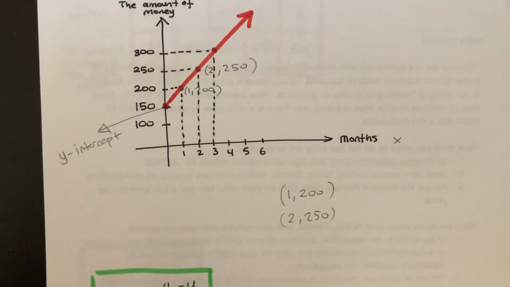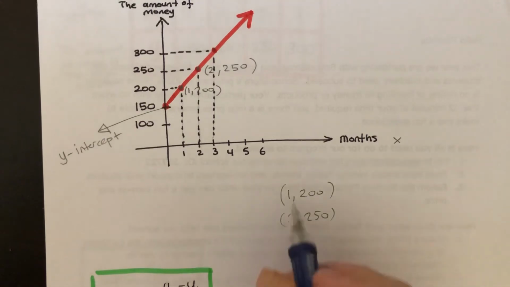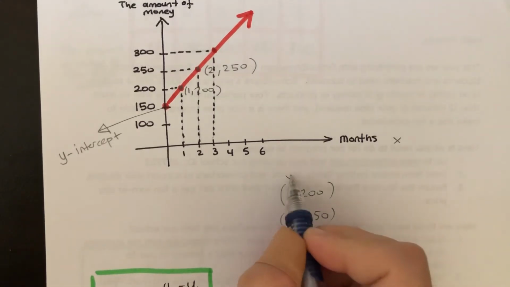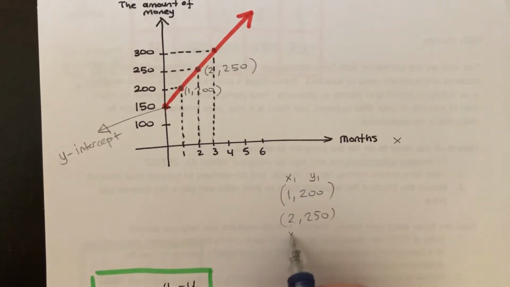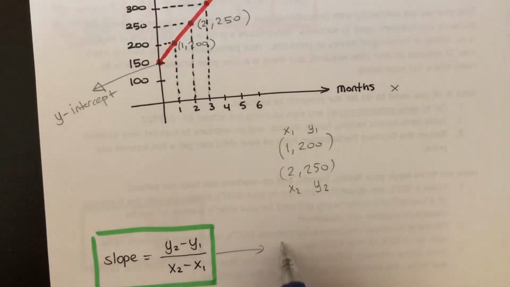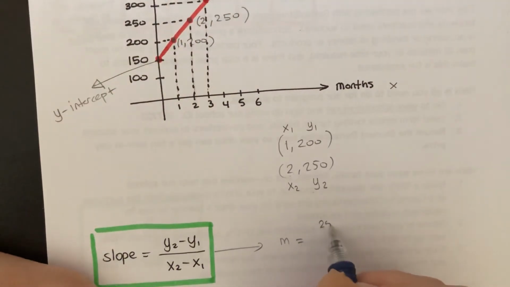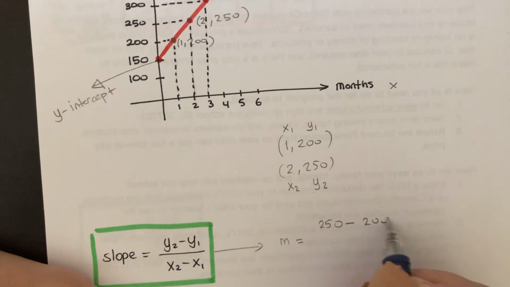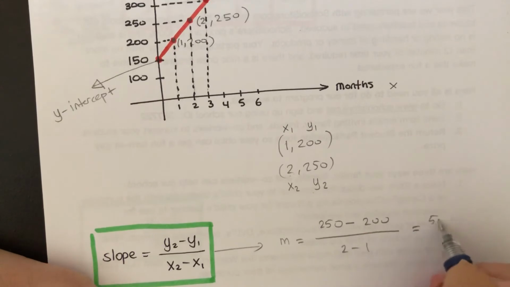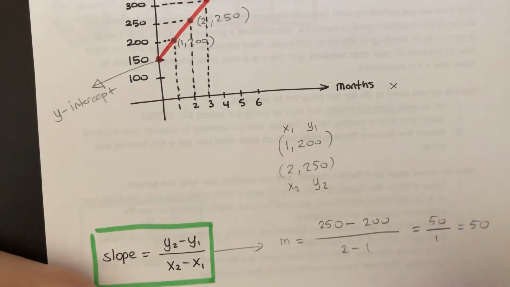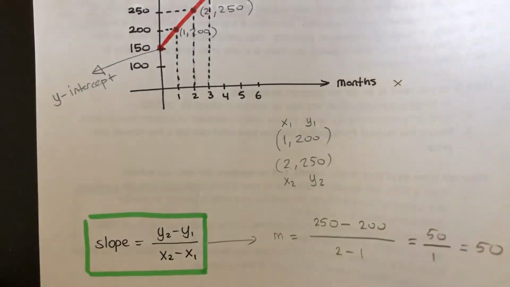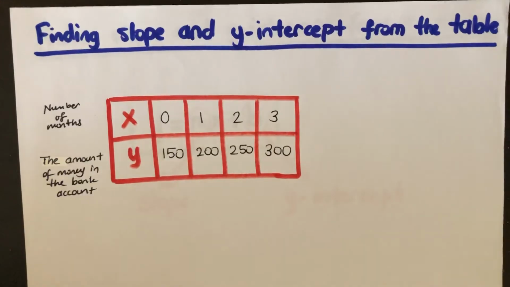So I need x1, x2, y1, y2. Let's say this one is x1, y1 and this is x2, y2. Now I will use that formula. Slope is y2, which is 250, minus 200 over 2 minus 1. 250 minus 200 is 50 over 1, which is 50. That is my slope.